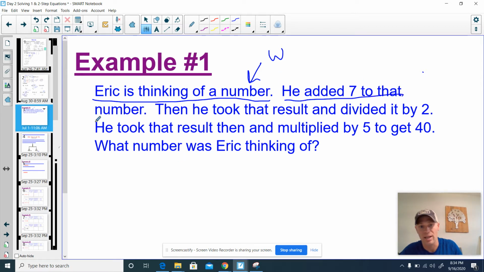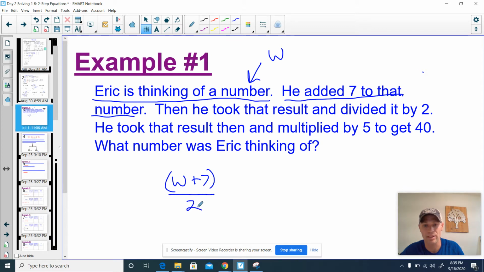Let's take the sentence at a time. So what did he do? He took W, whatever that is, right? And he added 7 to it. So let's just do that. W plus 7. He then took that result and divided it by 2. So we took the result of W plus 7 and then divided it by 2. Now, if I want to make sure that W plus 7 gets done first, I have to put that in parentheses. And then I'm going to take that and divide that by 2.